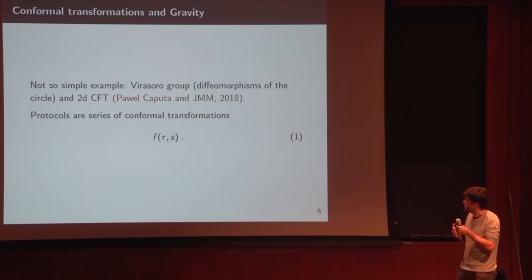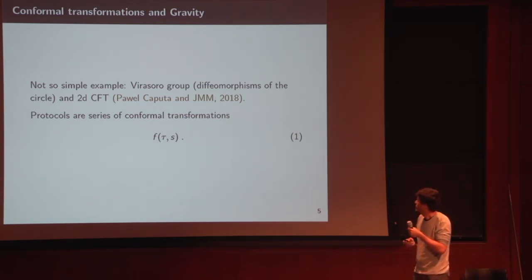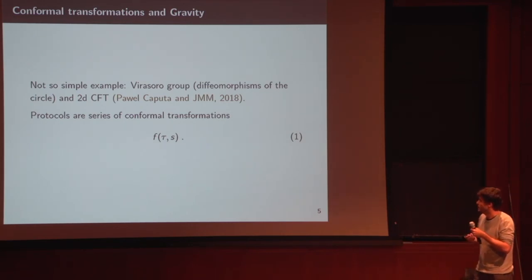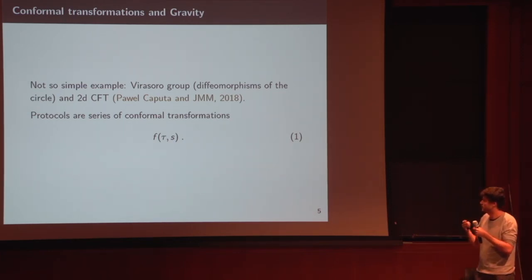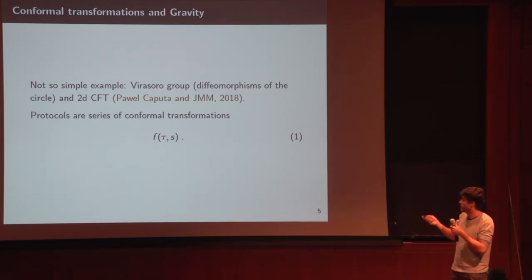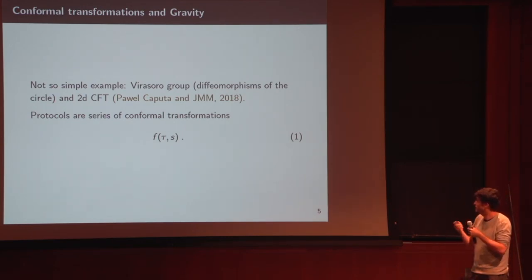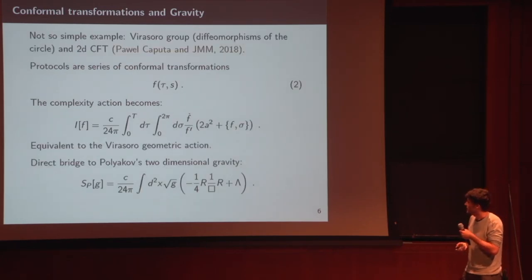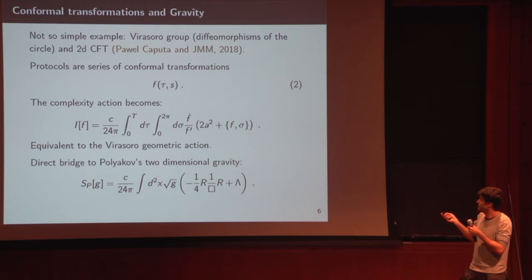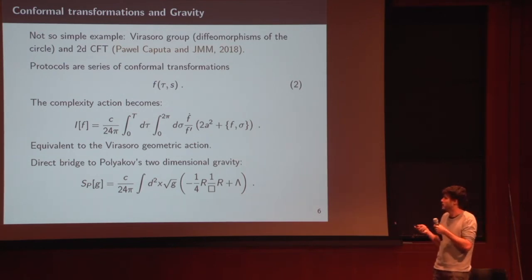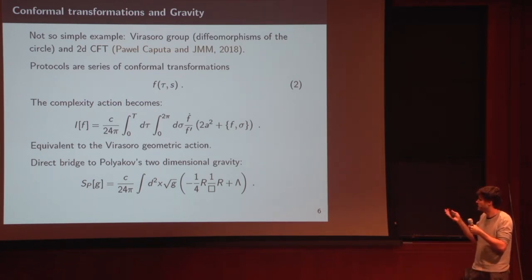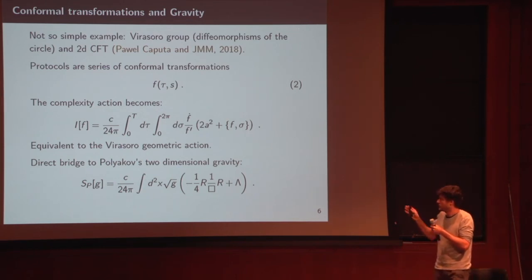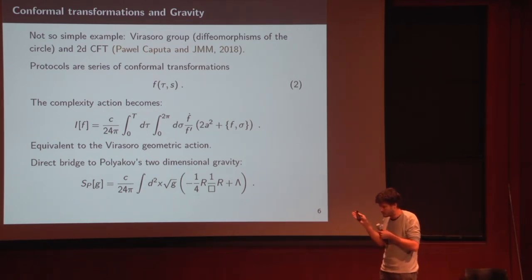The second, not-so-simple example is when we consider the Virasoro group, or two-dimensional CFT. In this case, protocols are series of conformal transformations, which are series of diffeomorphisms of the circle, at each time basically given by a function of two parameters, the time and the angle in the circle. The geometric action, the complexity action, turns out to be this Schwarzian-type action, which is equivalent to the Virasoro geometric action, which can also be rewritten as Polyakov two-dimensional gravity. So this is a precise example in which complexity is computed by a gravity.